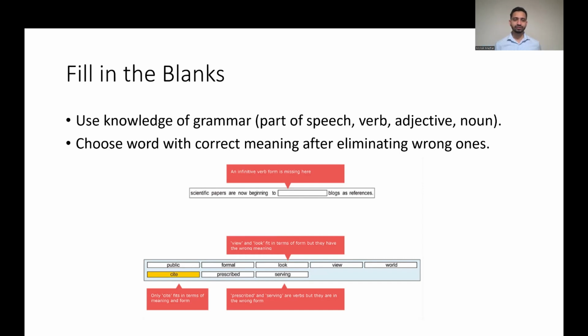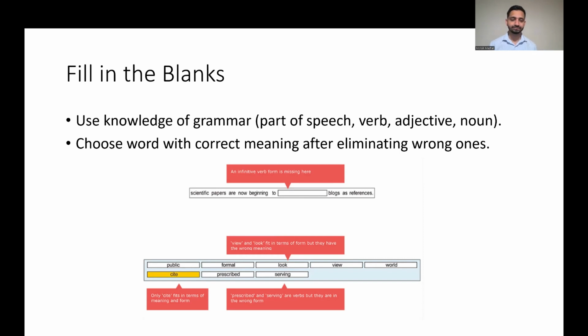So let's look at this one. We've got, scientific papers are now beginning to blank blogs as references. Are beginning to be to, when you see to, we need a verb, isn't it? We need an infinitive verb or a base form verb here, right? So you can look at what kind of verb we've got. What verbs do we have here? We've got cite, we've got look, we've got view. These are some of the verbs that are in base form or infinitive form, right?